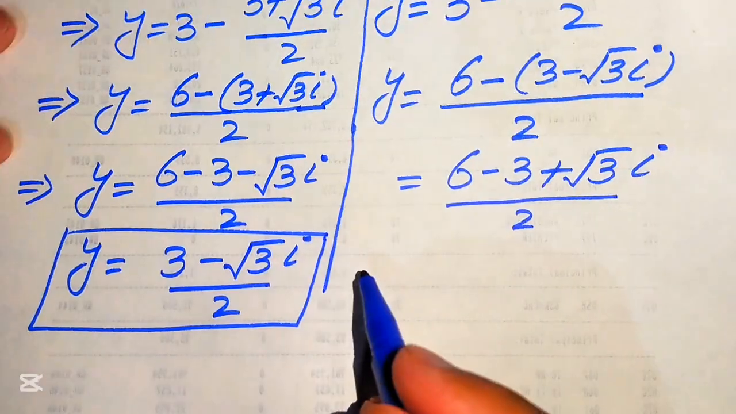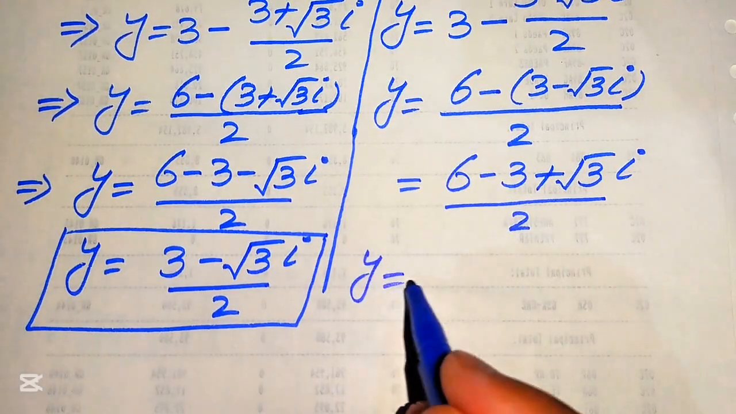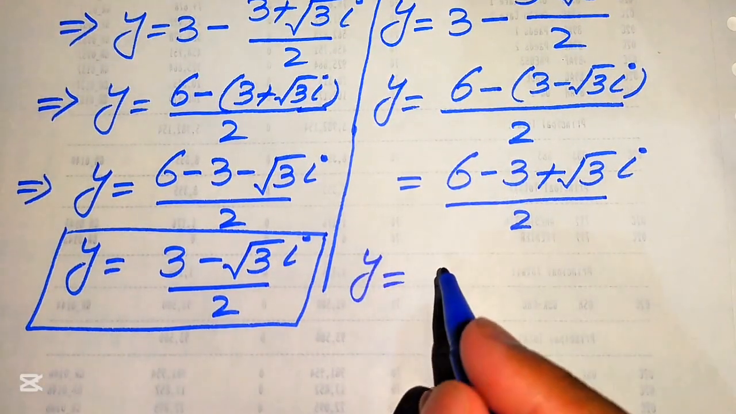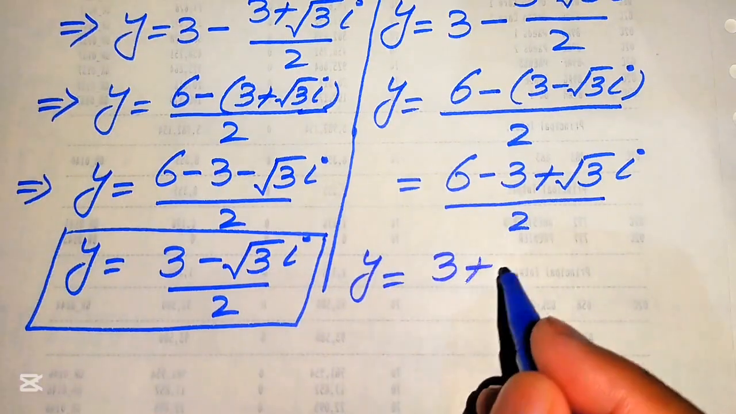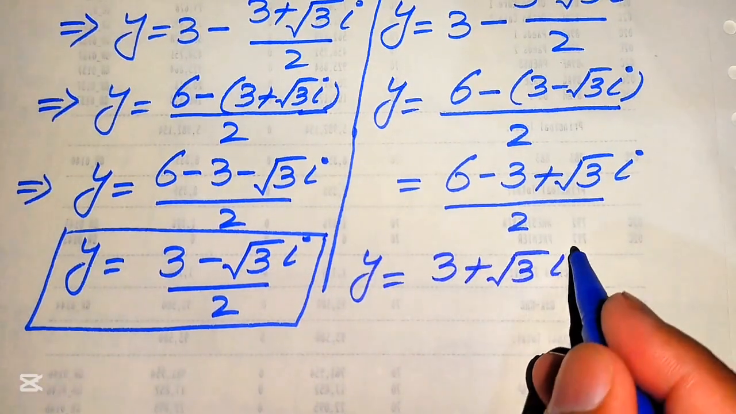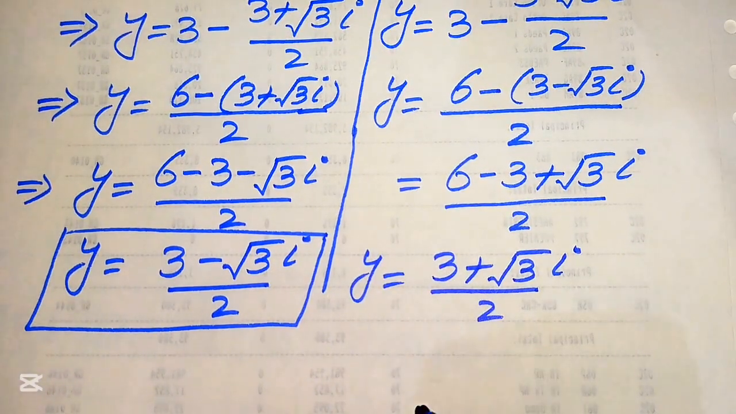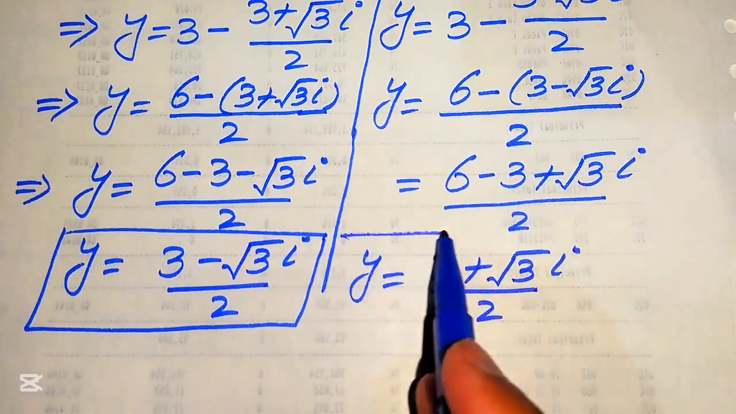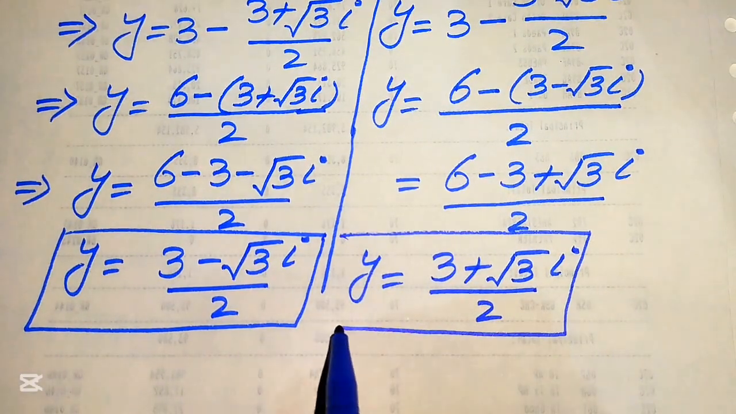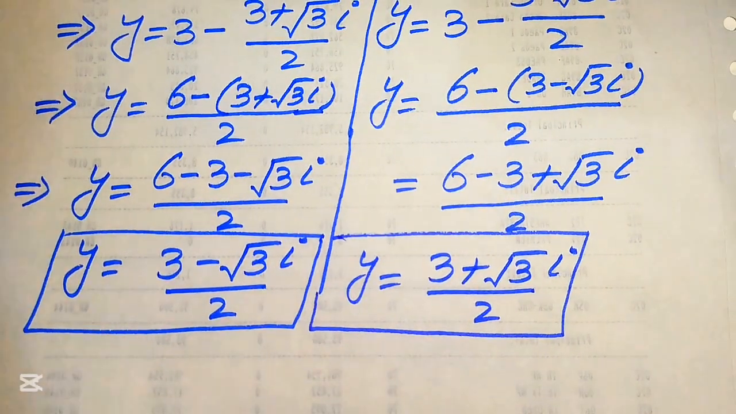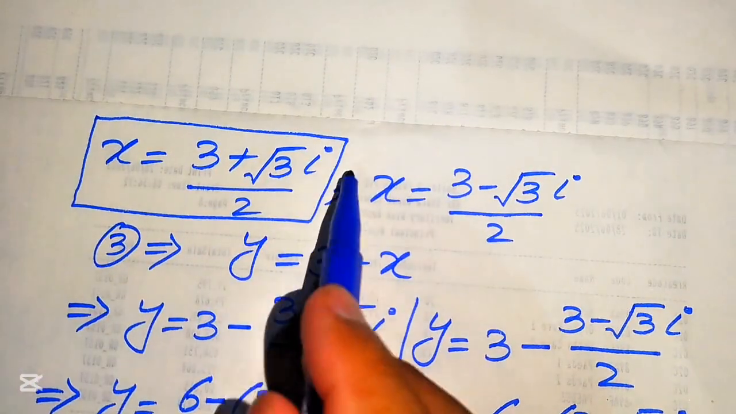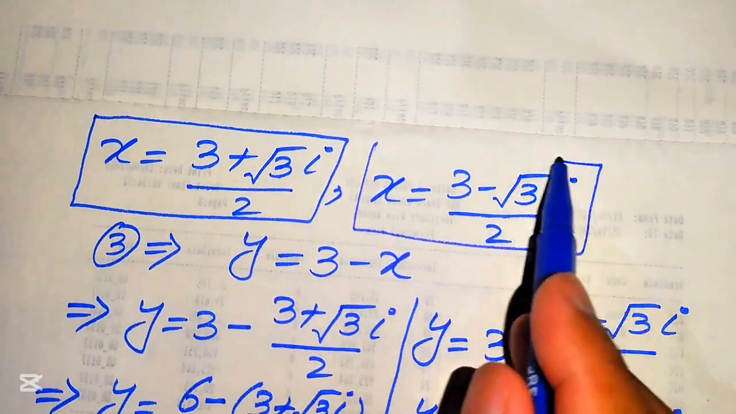And here we need to add or subtract the like terms. We have y equals 6 − 3 = 3, so y = (3 + √3 i)/2. So this is the value of y corresponding to this value of x.